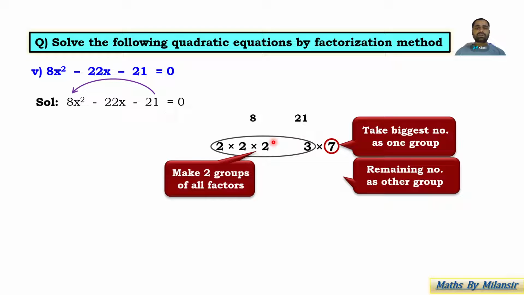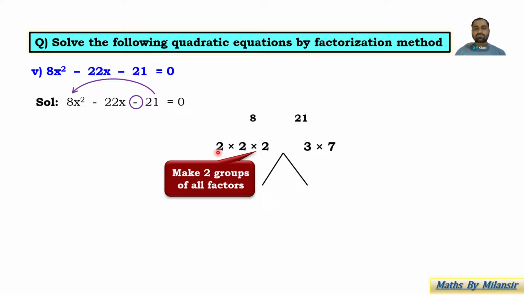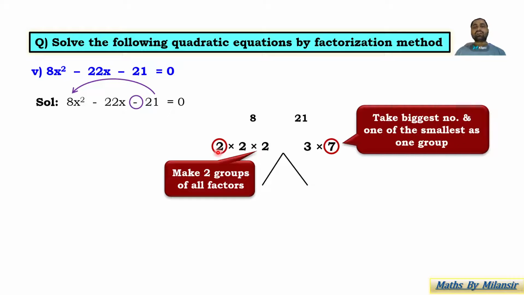If you multiply all these numbers, then 3 multiplied by 2, that is 6. 6 2s are 12. 12 2s are 24. So it is 24 multiplied by 7. If you subtract 24 minus 7, then it is not equal to 22. Means this combination of factors is not possible here. So let us try to make another combination.